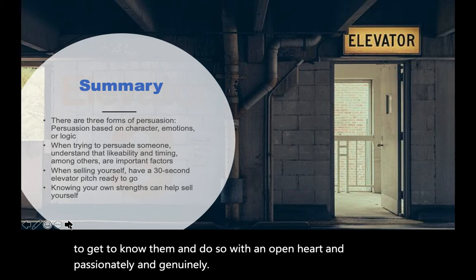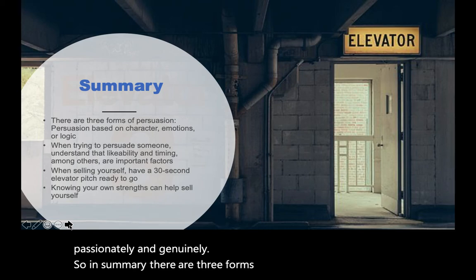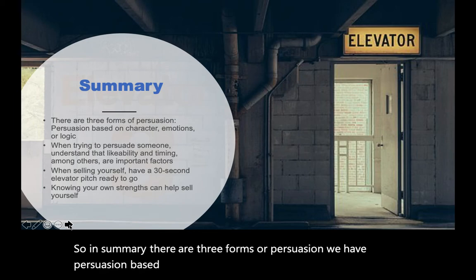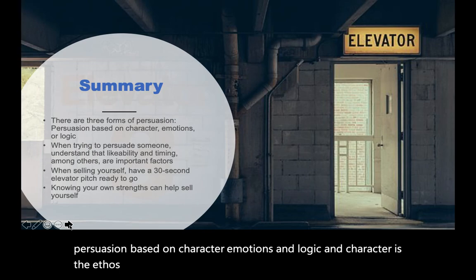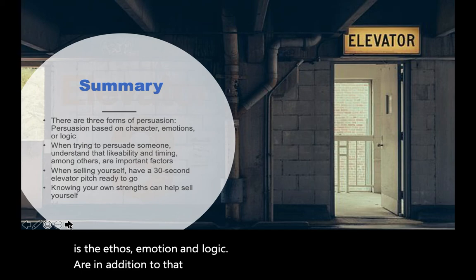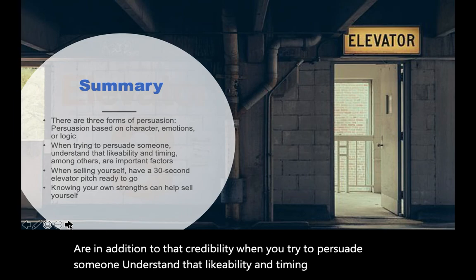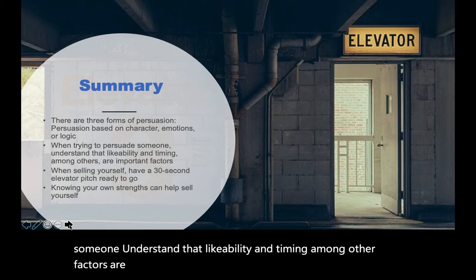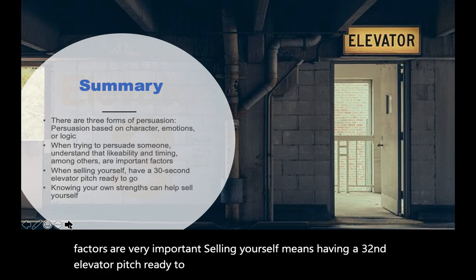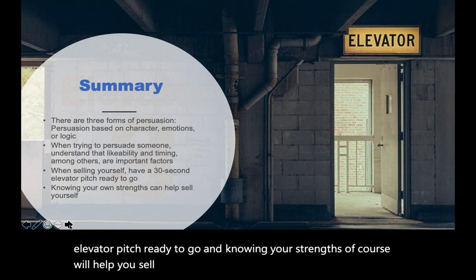So in summary, there are three forms of persuasion. We have persuasion based on character, emotions, and logic. Character is the ethos, and emotion and logic are in addition to that credibility. When you try to persuade someone, understand that likability and timing, among other factors, are very important. Selling yourself means having a 30-second elevator pitch ready to go, and knowing your strengths, of course, will help you sell yourself, quote unquote. And that means we're doing it positively and ethically.